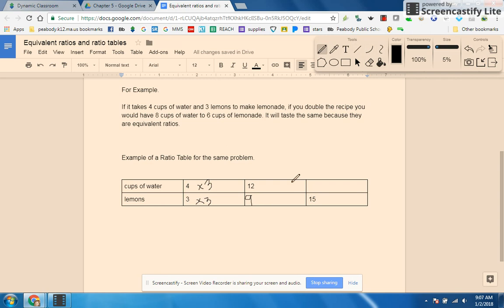Okay, now we want to try 15. Here's the important part. You don't start from here. You start from the original every time. So I have to figure out how we're getting from 3 to 15. You're multiplying by 5. So now I take the original ingredient for the water and do the same thing, multiply it by 5. So 5 times 4 is 20. If you wanted to have 5 times the amount of lemonade, you would need 20 cups of water and 15 squeezed lemons, and it would still taste exactly the same. You would just have more of it. Okay, so let's try some of these in the big ideas.